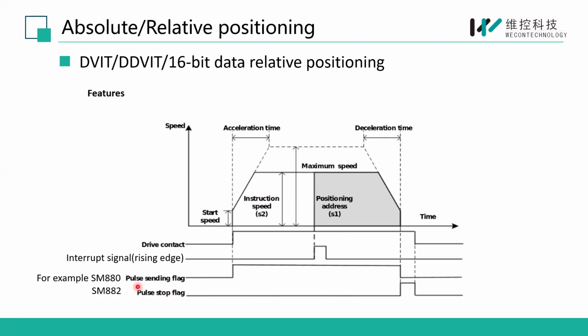And this is the pulse sending flag and the pulse stop flag. For example, if we choose Y0, the bit switch is SM 8118 and 8182.